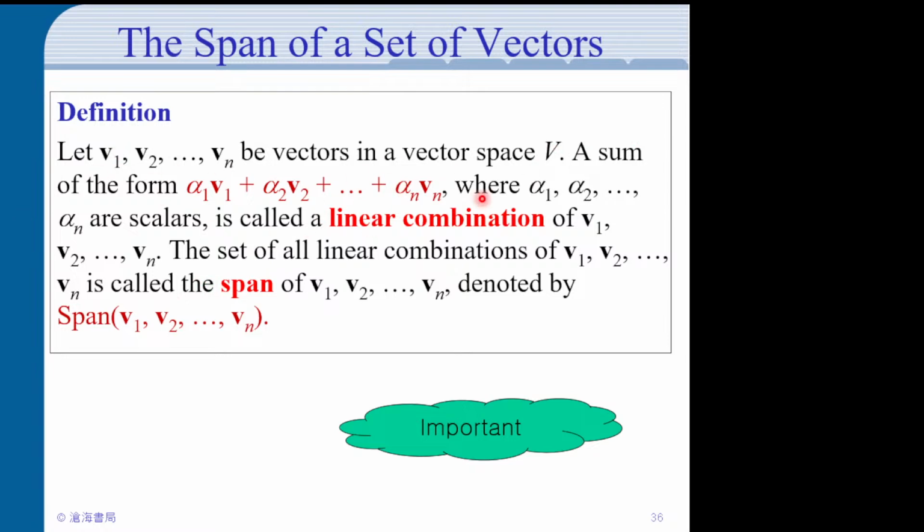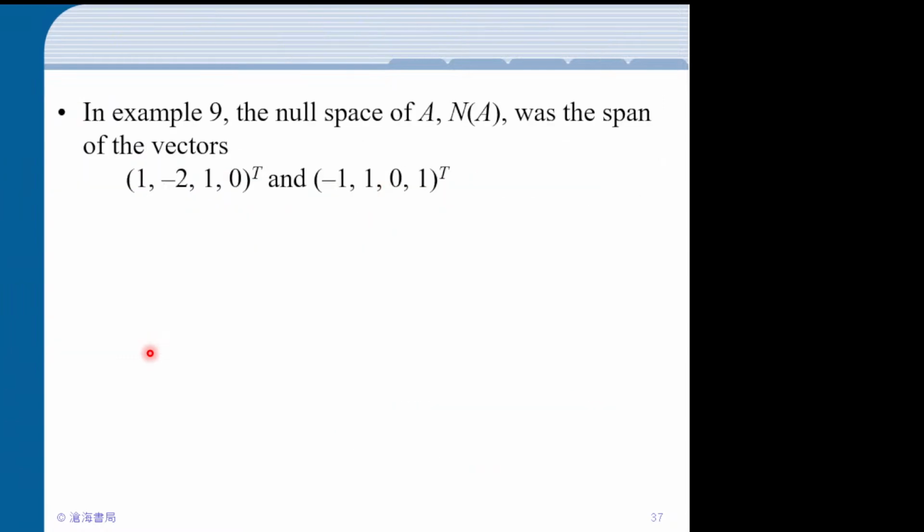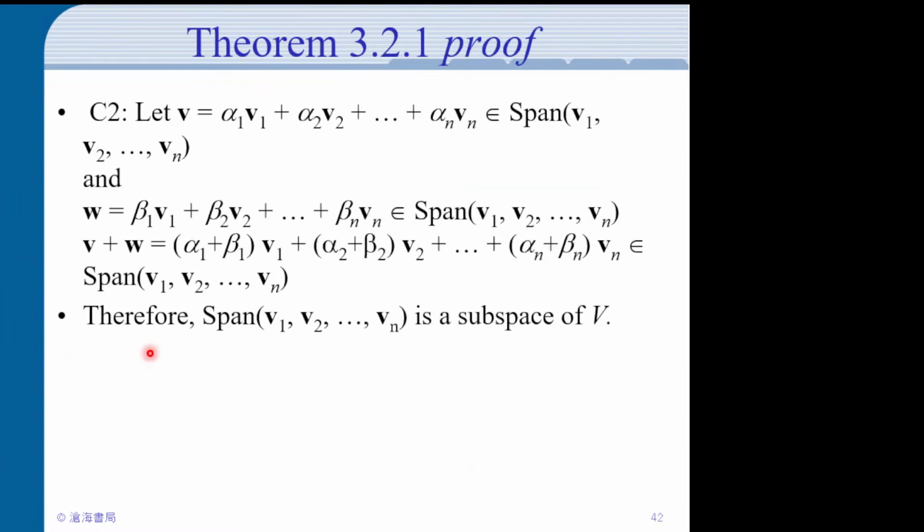Then you can consider the set of all linear combinations: alpha 1 times v1 plus alpha 2 times v2 plus all the way to alpha n times vn, where those alphas are scalars, and we say all of them, meaning we pick all possible values of those alphas. So alphas are real, ranging from negative infinity to infinity. The set of all those linear combinations is called the span of those vectors, and we write it as span. And it's a subspace, which we can prove.